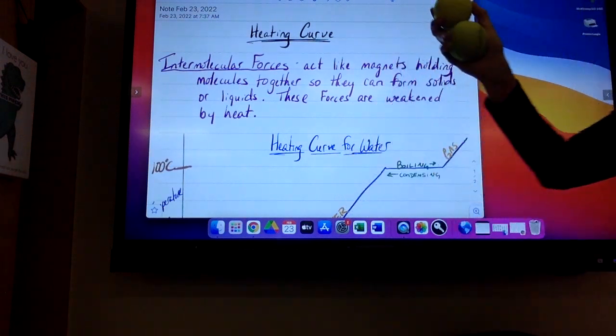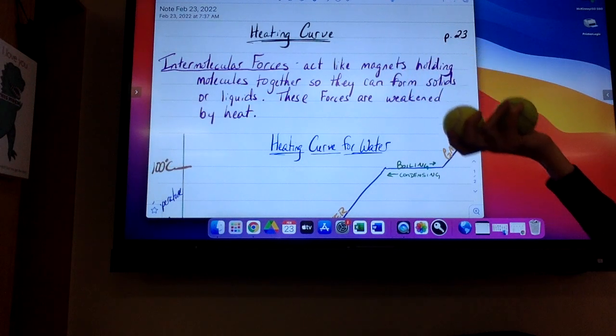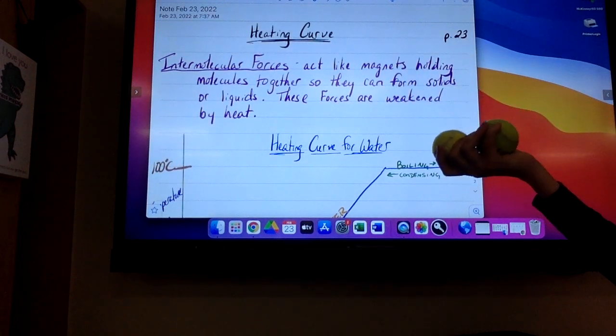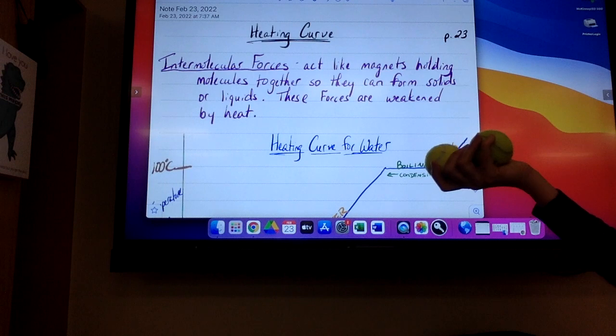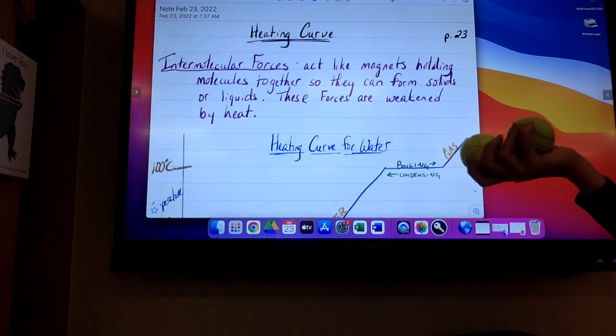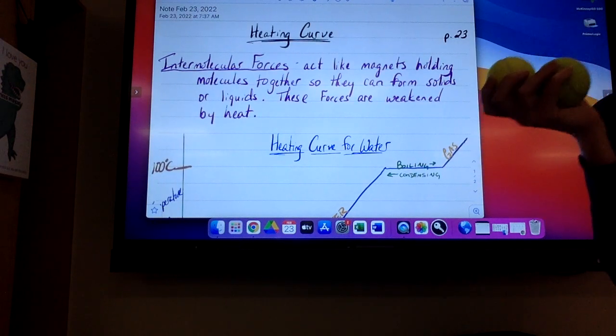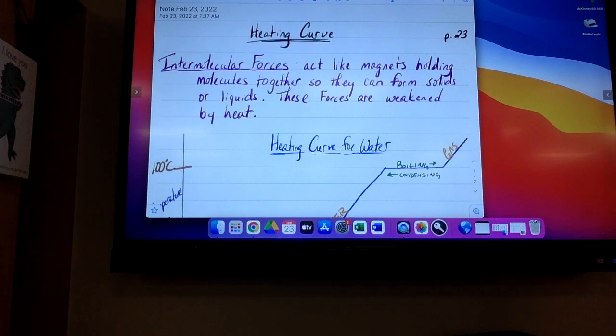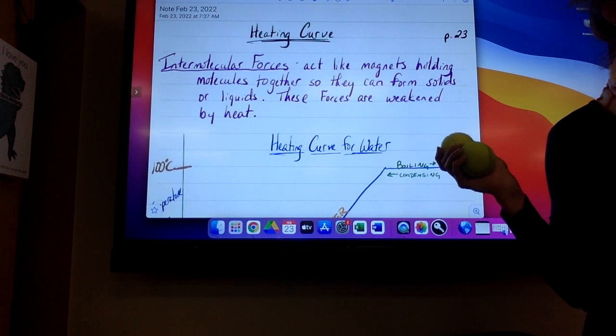So what kind of intermolecular force do solids have? Strong. Very strong, like strong magnets. And then liquids have moderate intermolecular forces, medium, and then gases have none.